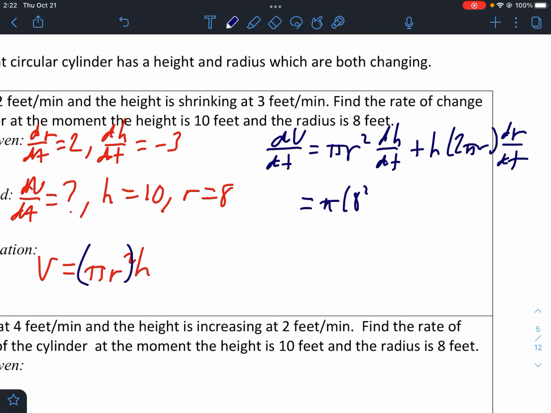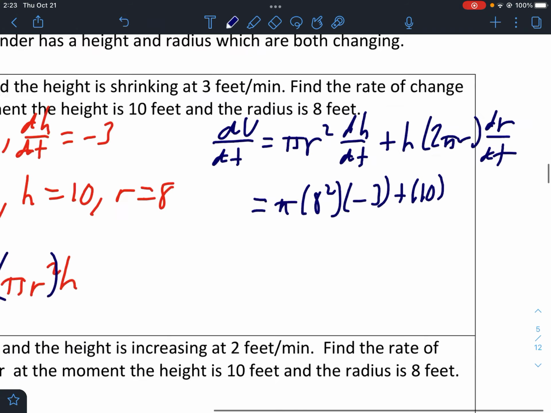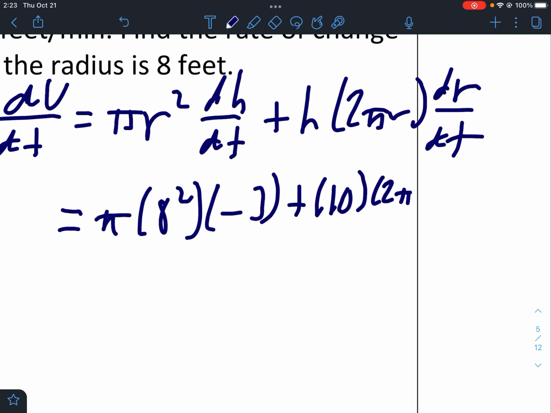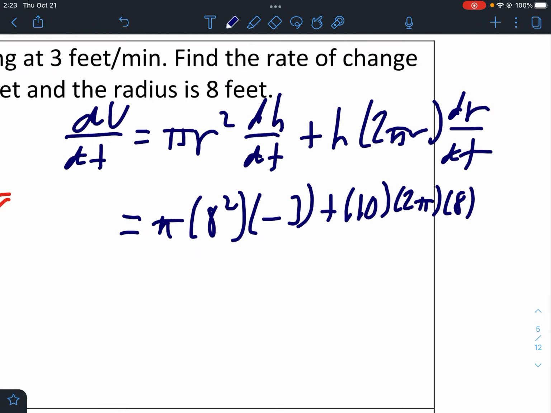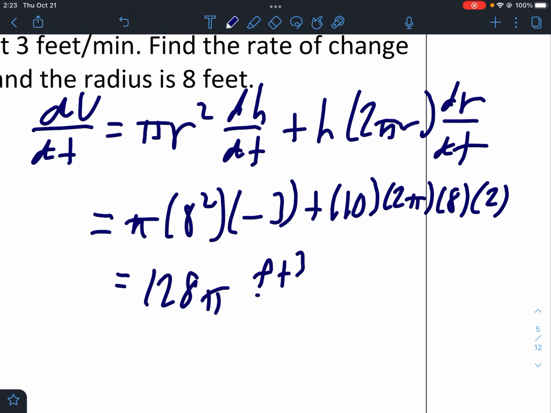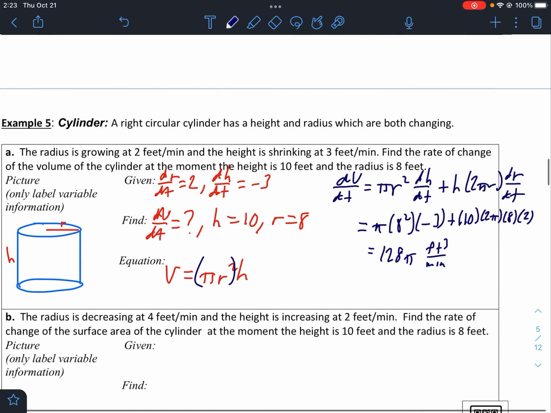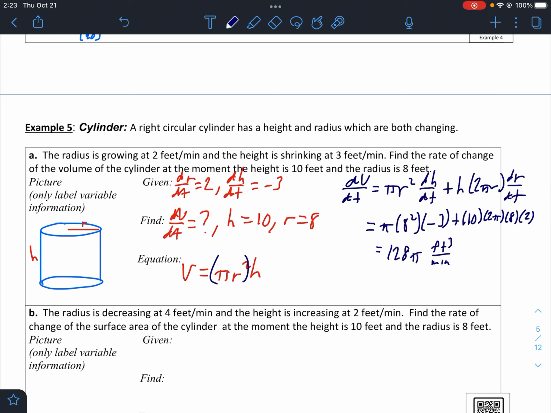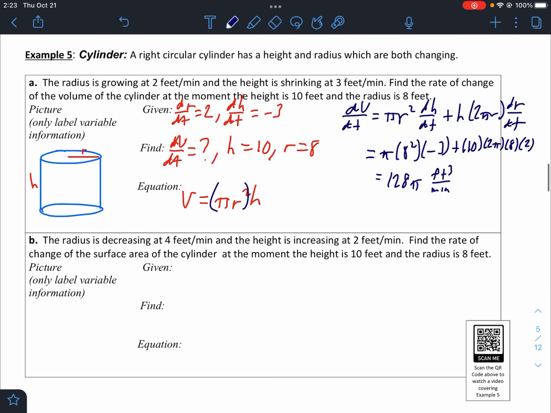All right, so pi, the radius right now is 8, so 8 squared. dH/dt is -3. The height is 10. The radius is again 8, and dr/dt is 2. And put that all together, we should get 128 pi cubic feet per minute. So when h is 10 and r is 8, the volume is increasing at a rate of 128 pi cubic feet per minute.